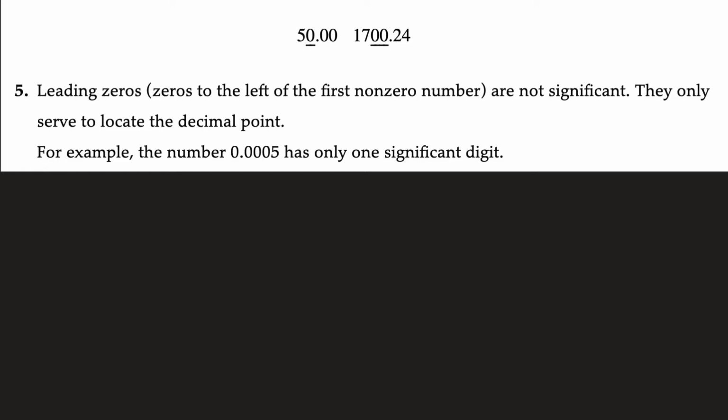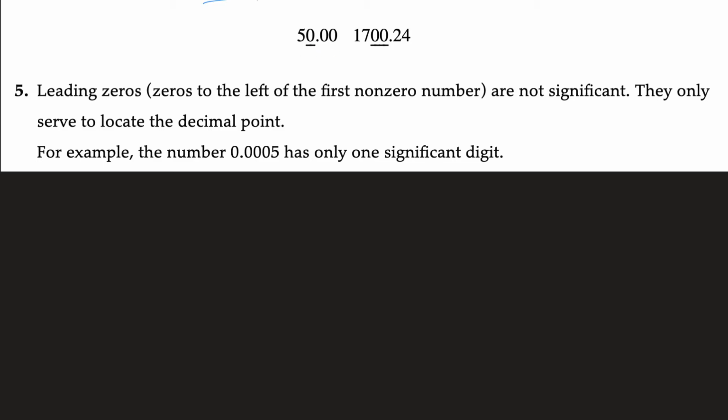Rule number 4, also dealing with zeros, also dealing with trailing zeros, but this time they are zeros that fall before a decimal. Now we have a couple of scenarios here. Zeros that fall before a decimal point are significant. So in the case of 50.00, all 3 of those zeros are significant. The 2 to the right of the decimal point are significant. Go back to rule 3 for that. And the 0 to the left of the decimal is significant also.